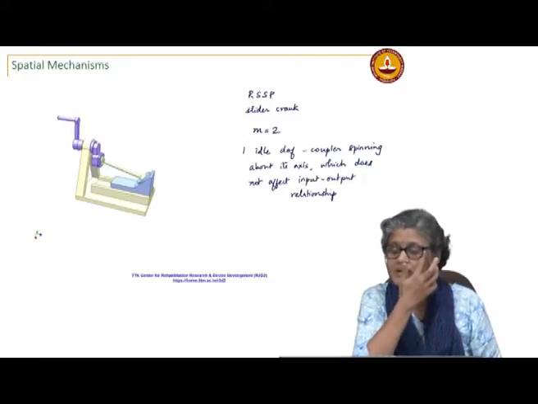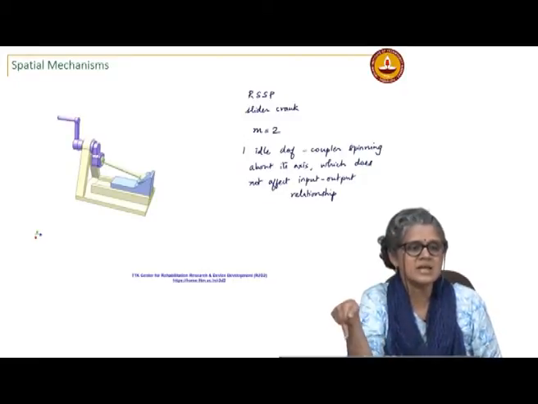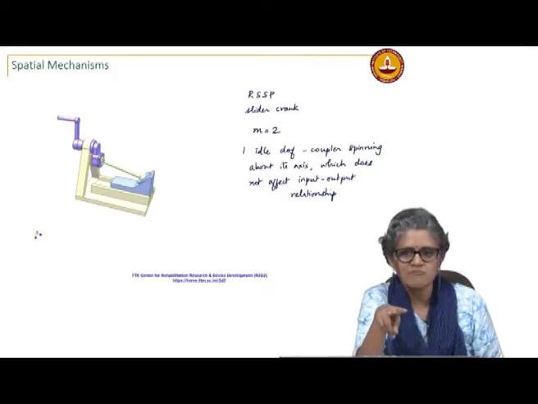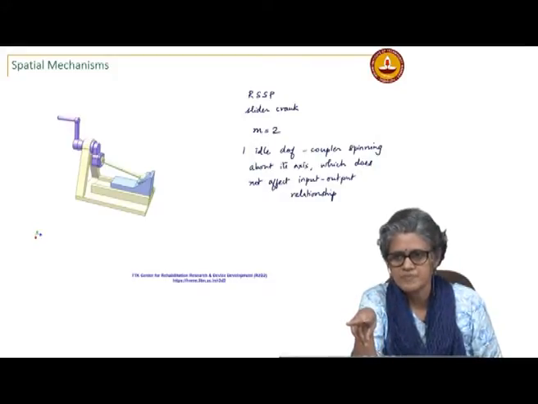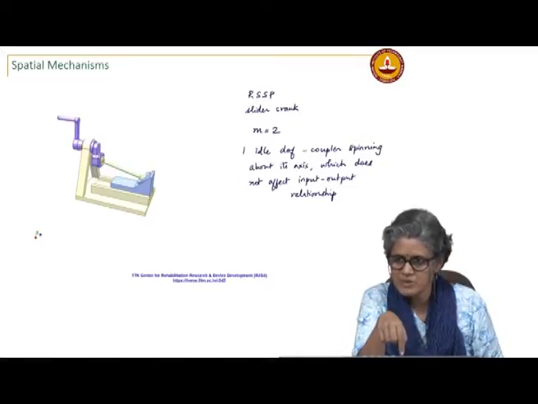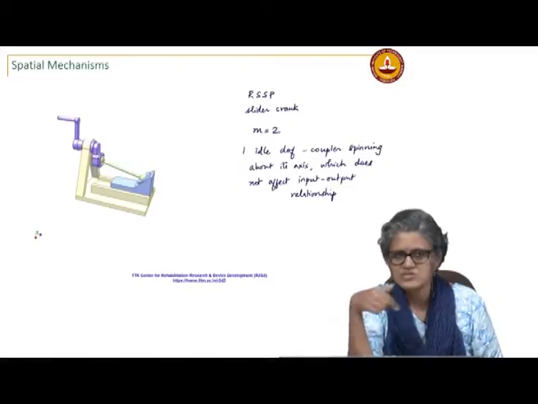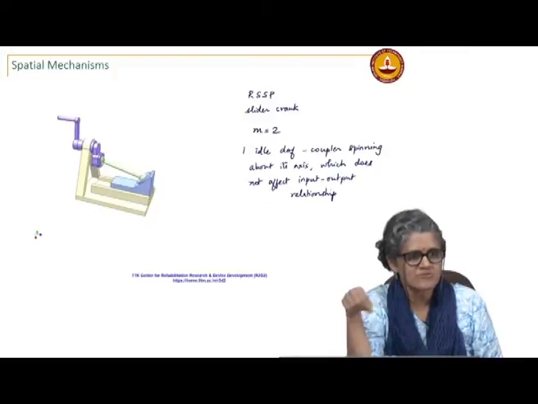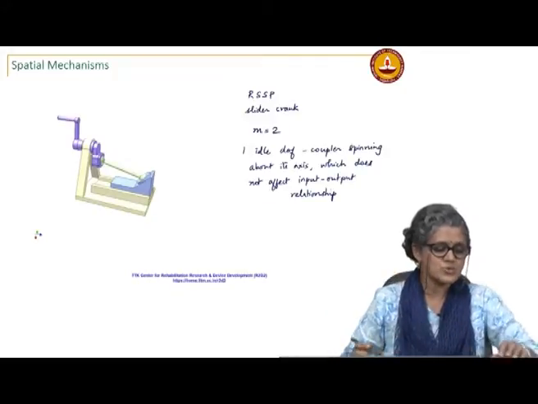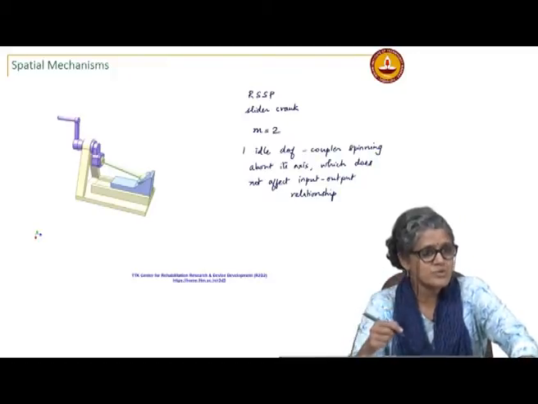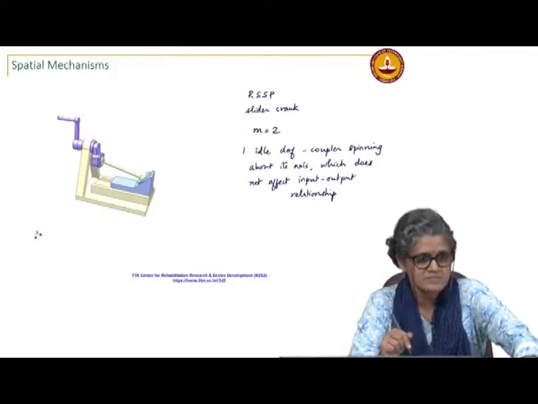Then you would need an additional input to the mechanism, because when you have mobility 2 you need 2 inputs. Here you can get away with one input because it does not matter what the orientation of that coupler rod is. Otherwise you would say that that is an additional input you have to give the mechanism.